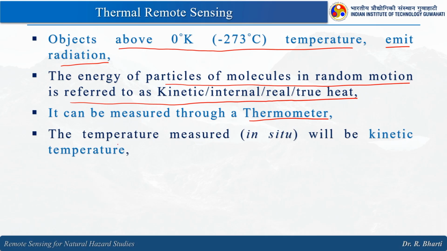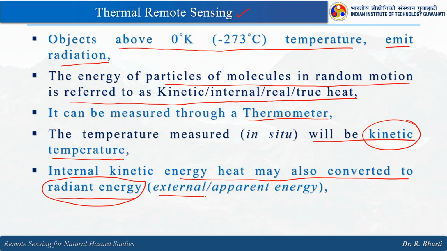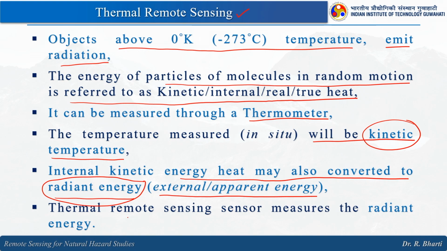We all know that the temperature measured will be kinetic temperature. So, what are we measuring? We are measuring the kinetic temperature. The internal kinetic energy, heat, may also convert to radiant energy. So, finally, when we measure the energy through thermal remote sensing, it is the radiant energy, right. This is external or apparent energy. Thermal remote sensing is measuring this radiant energy.